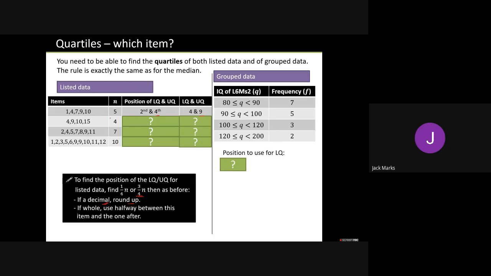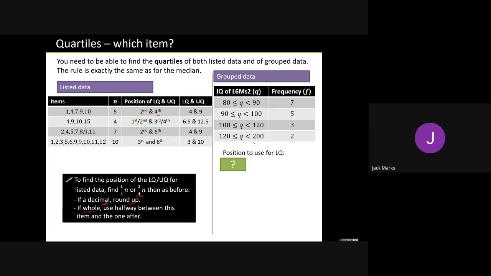Let's do another one. n is 4. A quarter of that will be 1. So 1 is a whole number. If it is a whole number, use halfway between this and the next number. So we're looking between the first and the second position. Similarly for the upper quartile, you'd be looking between the third and fourth. What is between 1 and 2? Well, it's the point between 4 and 9, which is 6.5. A similar idea here. So I'm just going to reveal these for you. You need to write this rule down and use this rule.